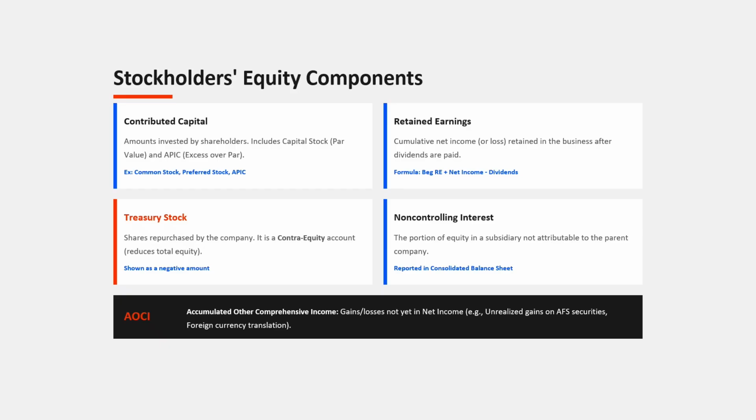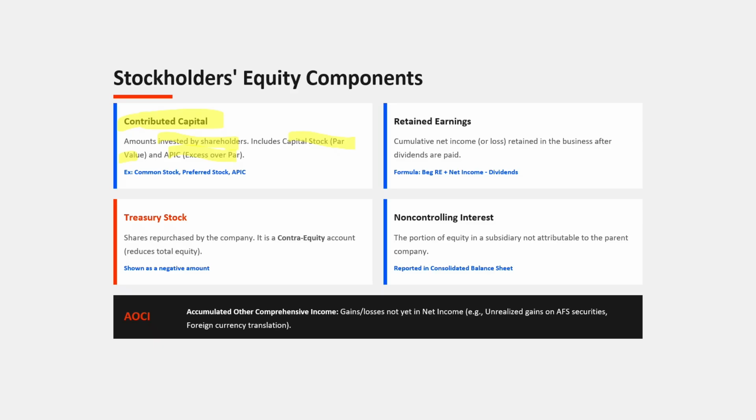Okay, so we are in the stockholders' equity section. Just to repeat the definition we had earlier, stockholders' equity is the residual interest. Basically, it is the amount left for the owners after all the liabilities are paid. It has 4 sections. Those are the contributed capital, the amounts invested by the shareholders. This includes the capital stock, both par value and additional paid-in capital.